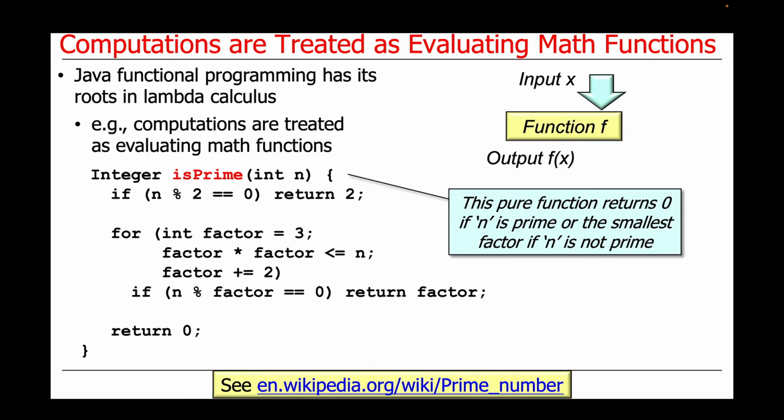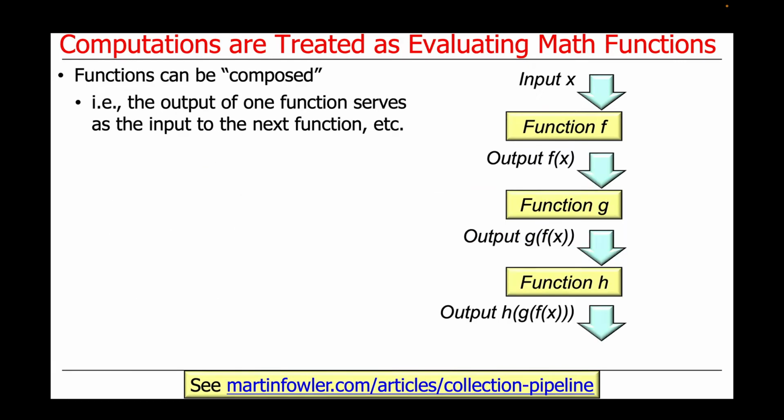This pure function returns 0 if the parameter n is prime, or the smallest factor if n is not prime. Recall that a prime number is a natural number greater than 1 that is not the product of two smaller natural numbers. We'll talk more about the isPrime method when we review this in the actual source code walkthrough. One of the other key themes in functional programming is that functions can be composed. In other words, the output of one function serves as the input to the next function in the chain.